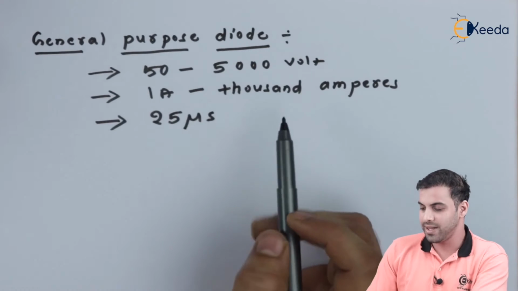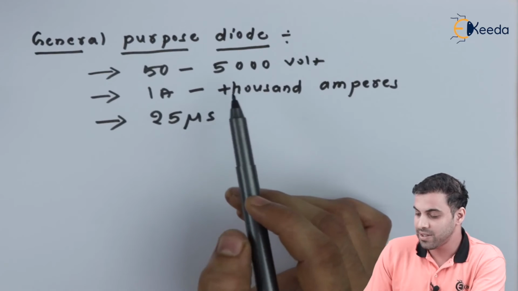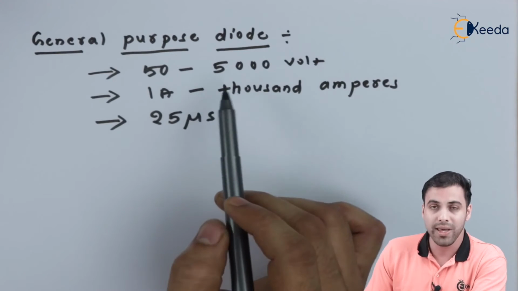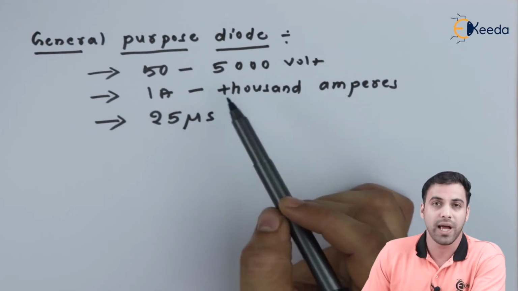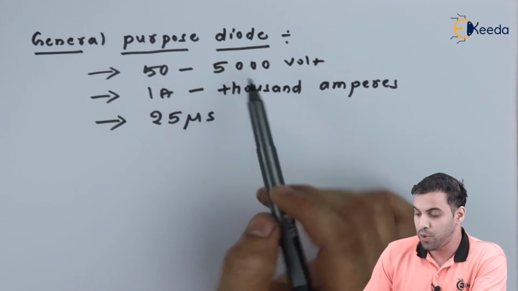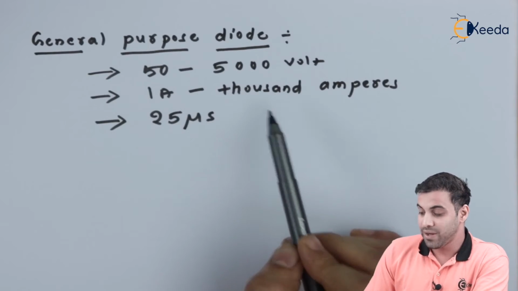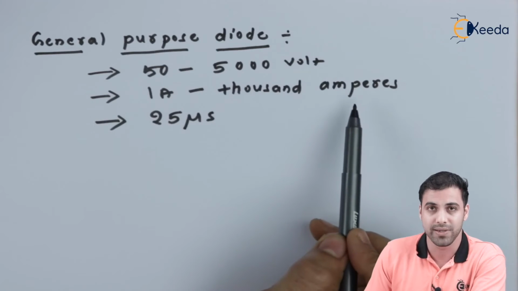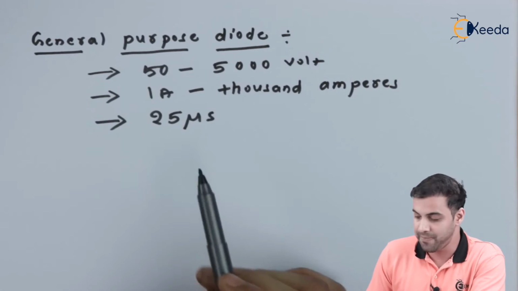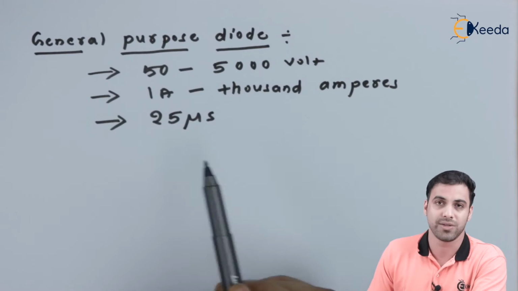Here you can see a general purpose diode can be used for applications blocking 50 to 5000 volts. It can withstand a current of 1 ampere to several thousand amperes, and the reverse recovery time of the general purpose diode is 25 microseconds.